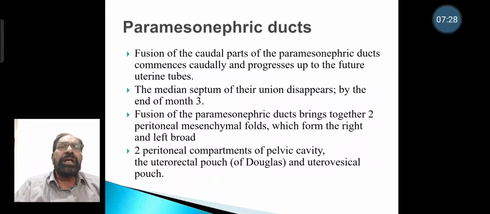Fusion of the caudal parts of the paramesonephric ducts commences caudally and progresses up to the future uterine tubes. The median septum of the union disappears by the end of month 3. Fusion of the paramesonephric ducts brings together two peritoneal mesenchymal folds, which form the right and left broad ligaments. Two peritoneal compartments of the peritoneal cavity form, that is, the pouch of Douglas and the uterovesical pouch.